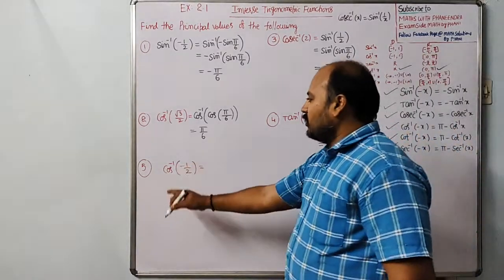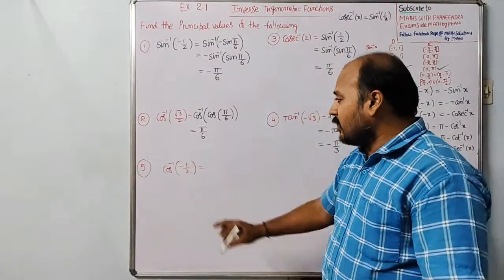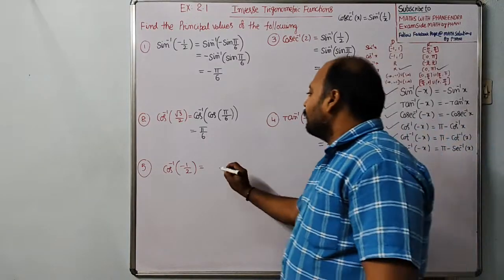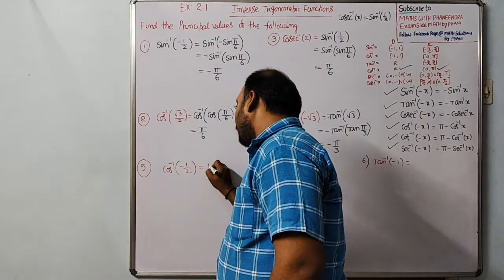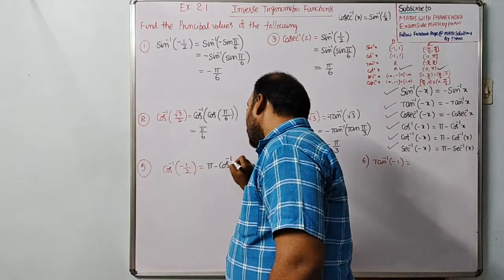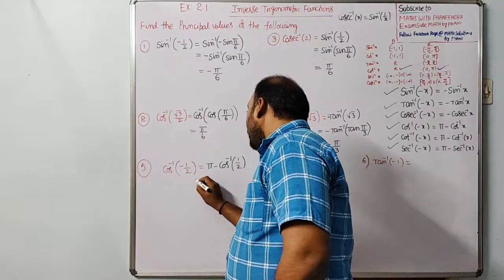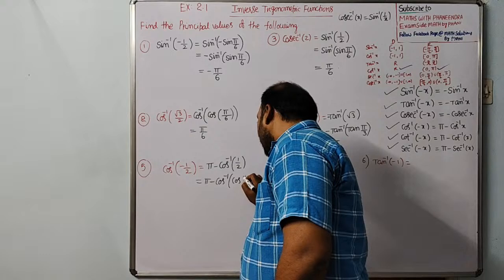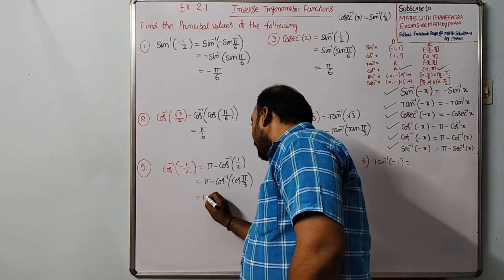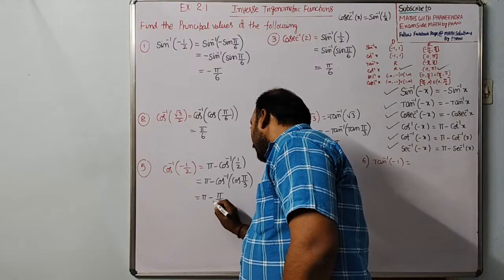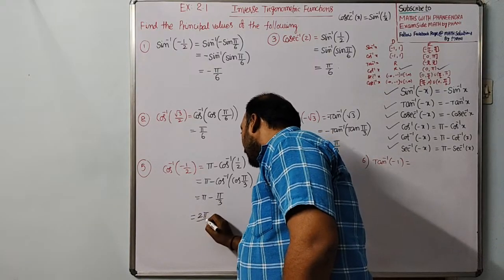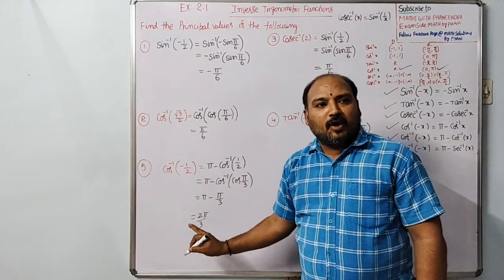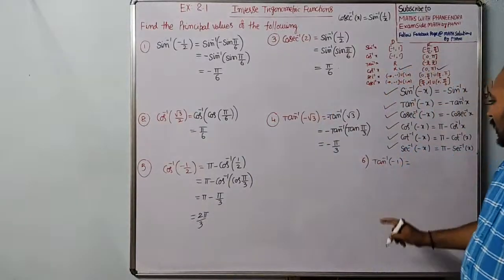Now the fifth question: cos inverse of minus 1 by 2. Whenever cos inverse of minus x is there, it is pi minus cos inverse x. So pi minus cos inverse of 1 by 2. 1 by 2 in terms of cos, for what angle does it come? 60 degrees, so cos pi by 3. So it is pi minus pi by 3, which is equal to 2 pi by 3. Cos inverse of minus 1 by 2 is 2 pi by 3. I hope you understand, students. We'll move on to question number 6.